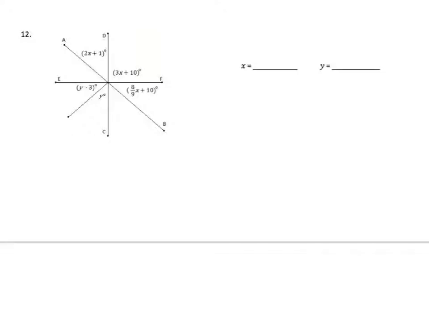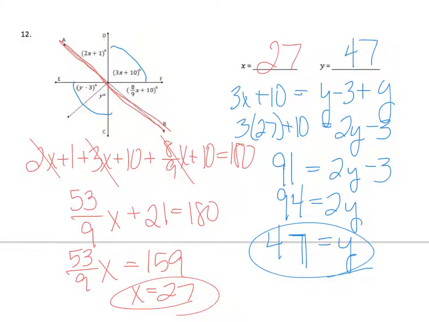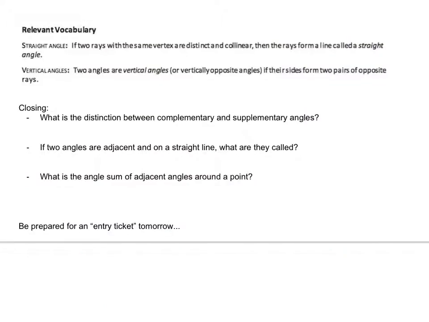Second to last slide. Go ahead and push pause. Alright, check that one out. You'll see in red I made a straight line. So I added up everything on this side of the straight line and set it equal to 180. And then I saw in blue that these are vertical angles, so they're equal to each other. So I did 3x plus 10 equals y minus 3 plus y, plugged in what we solved for x, and solved the problem. Phew, last slide.